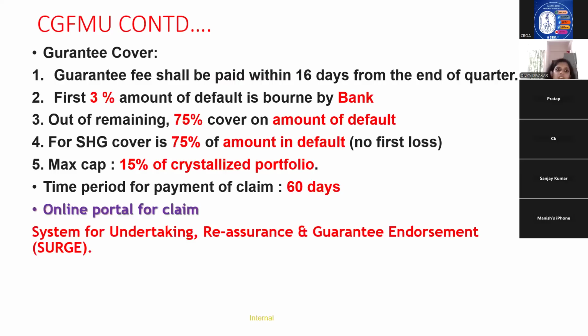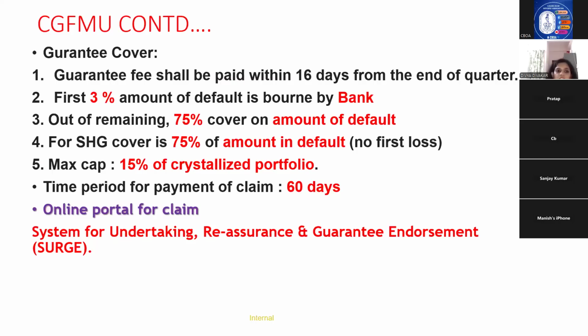Then in case of guarantee cover, first, it's a portfolio, right? So the first default amount of 3% has to be borne by the bank. Then out of the remaining, 75% cover of the default amount will be there. In case of SHGs, there is no first loss cover. Out of the total, 75% will be given. Then the maximum cap is 15% of the crystallized portfolio. We told you, it is not single loan based. It's a kind of portfolio, so it's not for a particular loan, it's for the portfolio together.